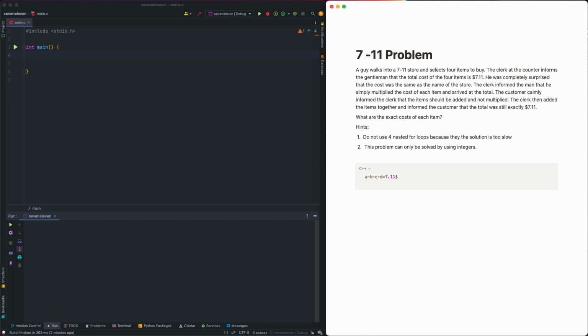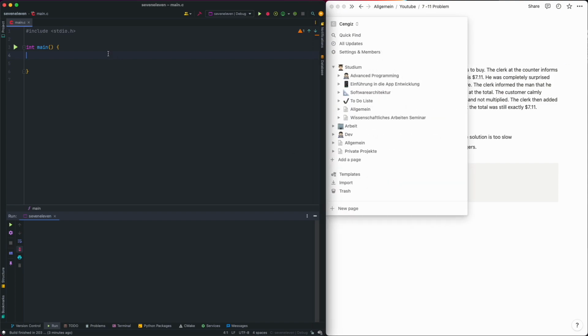And the first hint also kind of gives the solution away. We are only supposed to use less than 4 nested for loops. So, how can we solve this by using 3 nested for loops? We can use a little bit of math here and just solve the equation for D. So D equals $7.11 minus A, B, and C. So for the right part, we can write 3 nested for loops and then we will have D. And then we just have to check that this equation solves to $7.11. So let's jump into the code.